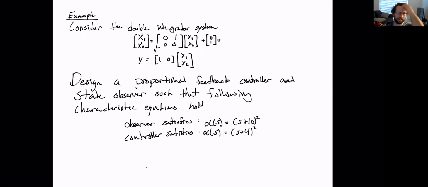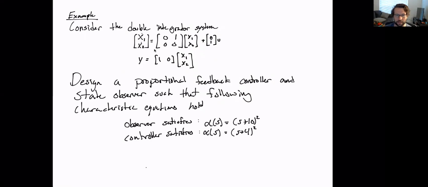So the goal of this is to design a proportional feedback controller and a state observer such that the following characteristic equations hold. Again, we're going to be using a state observer-based feedback controller, similar to the one I presented in the previous lectures in this lesson. And so we want the observer and the controller to satisfy certain properties.